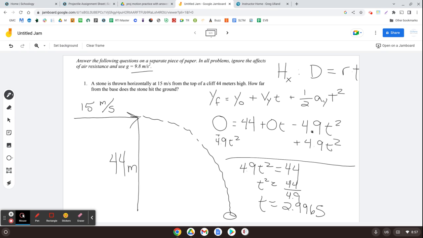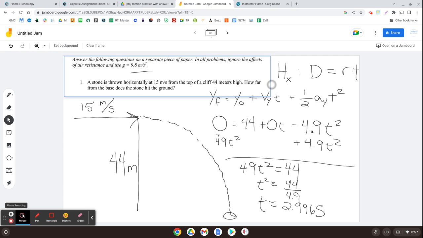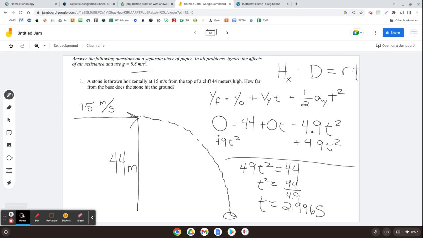or about 3. Okay, so now if I wanted to know the horizontal distance, the horizontal distance is just going to be rate times time. Well, we know our rate and our time. So for our horizontal distance, we're just going to do 15 meters per second times 2.9965 seconds.